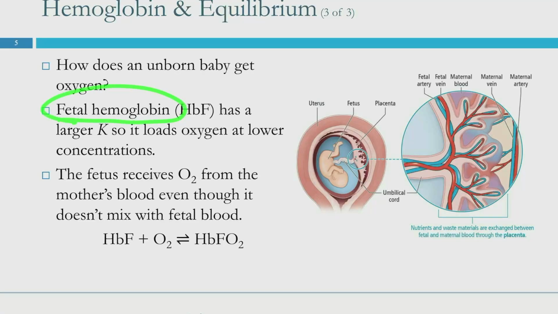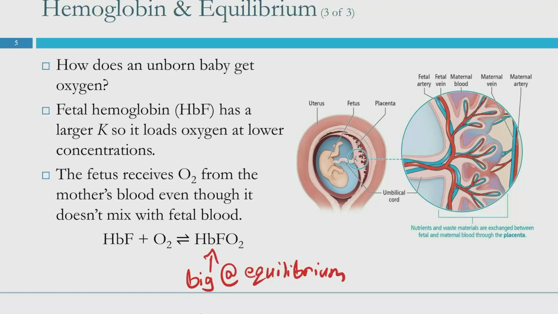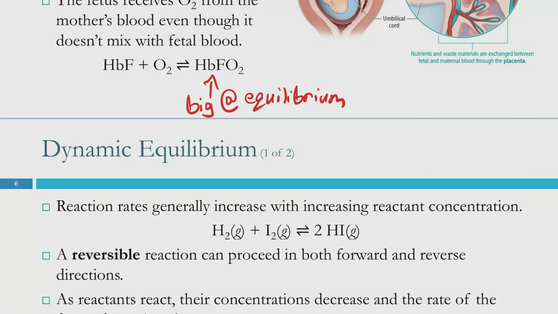So it turns out fetal hemoglobin has a large K. And remember that the oxygenated form is on the right side. So that's going to be big at equilibrium. Lots of that at equilibrium. It's bigger than the K for our hemoglobin. And so it's going to take oxygen from the parent and be able to deliver that throughout the rest of the fetus. Which is neat.